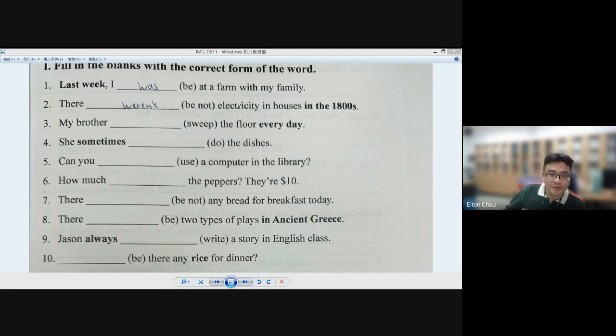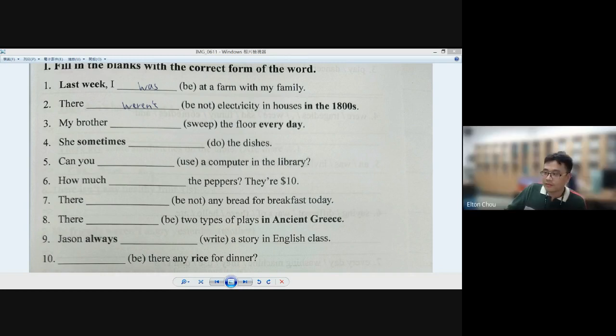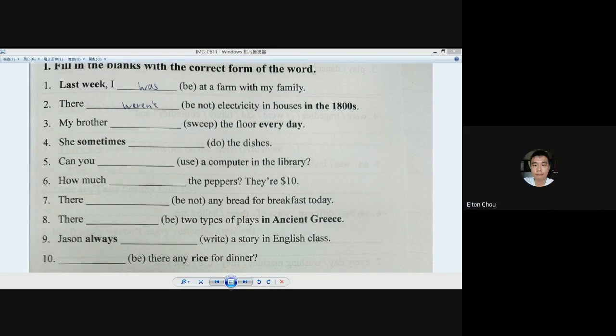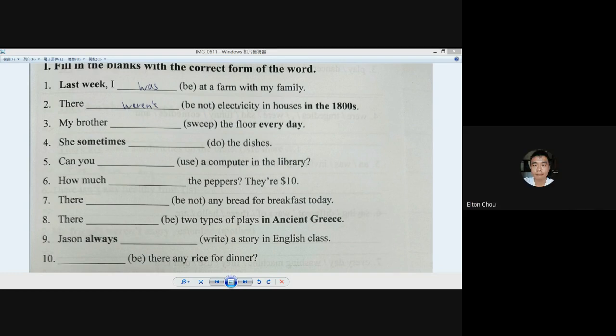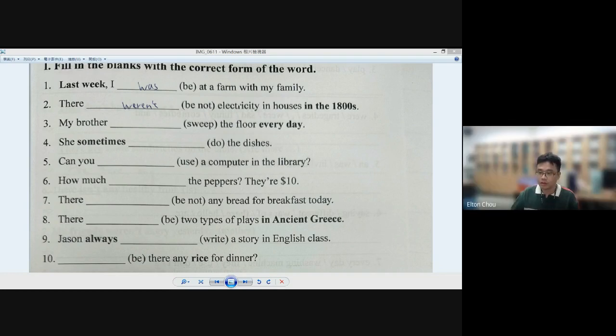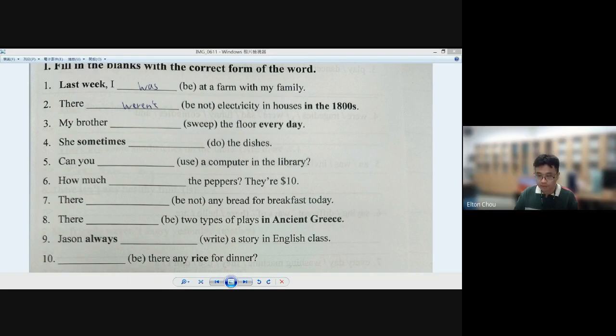It's not really a tense, but it's like a rule. Everyone say do, does, did, can, will. We use a verb.